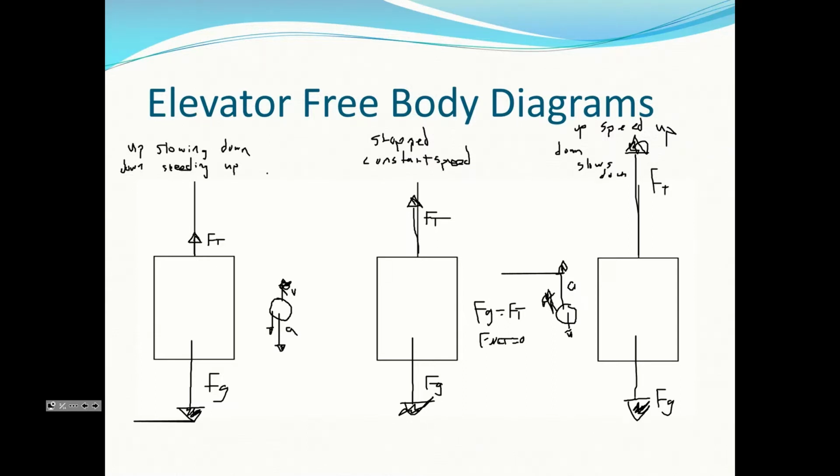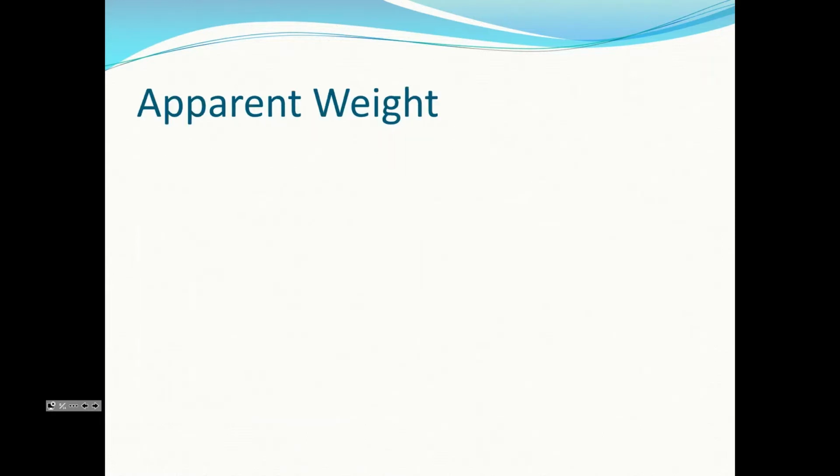So 6 different scenarios here. Well, it's technically 7 because this could be moving at constant speed up or down. So 7 scenarios, but just 3 different free body diagrams for all those scenarios. We're going to use these free body diagrams to help us solve these elevator questions.